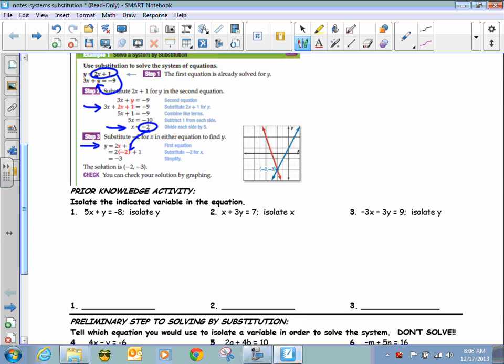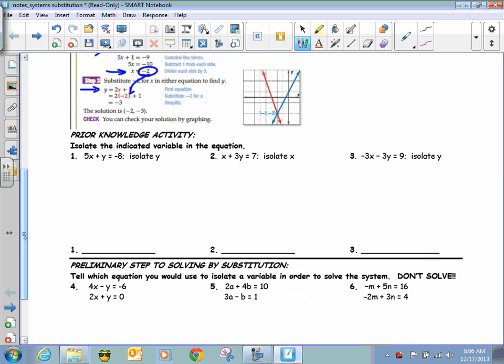So, isolate y. Here all we're doing is practicing how to isolate y. This is kind of when we talked about literal equations. Some of us are still having issues with that. So here, y is going to equal -5x minus 8.